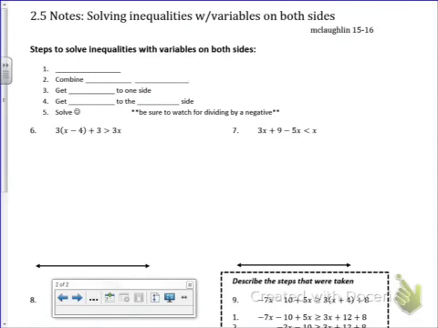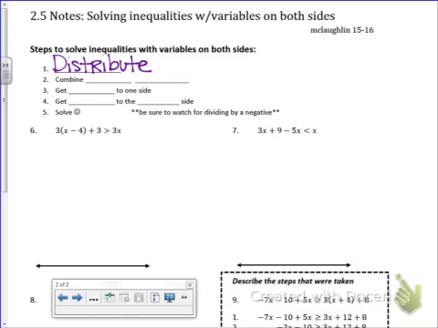Okay guys, so we're going to go over solving inequalities with variables on both sides. Again, now remember, this is what you did your project on Tuesday. So that very first step is always going to be look for any distributing that could happen. Okay, be careful about your negatives.